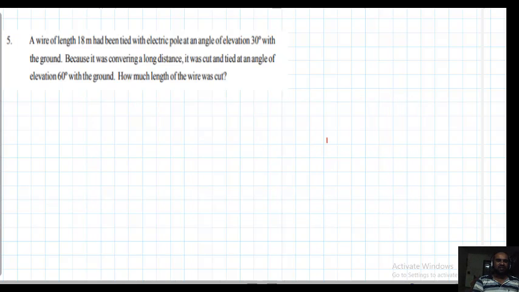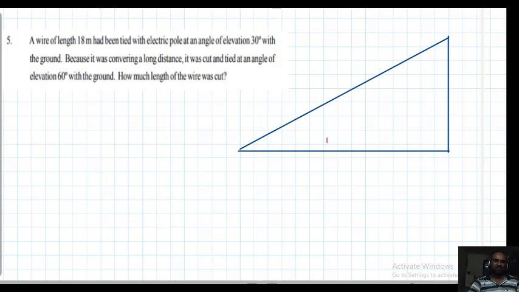First of all, again I want to draw a diagram. This is ground. This is electrical pole. This is the initial length of the wire. After that, this is the wire. What is given I will write. Initially this total length is 18. After that this I am taking x. How much wire is cut means we need to find 18 minus x.